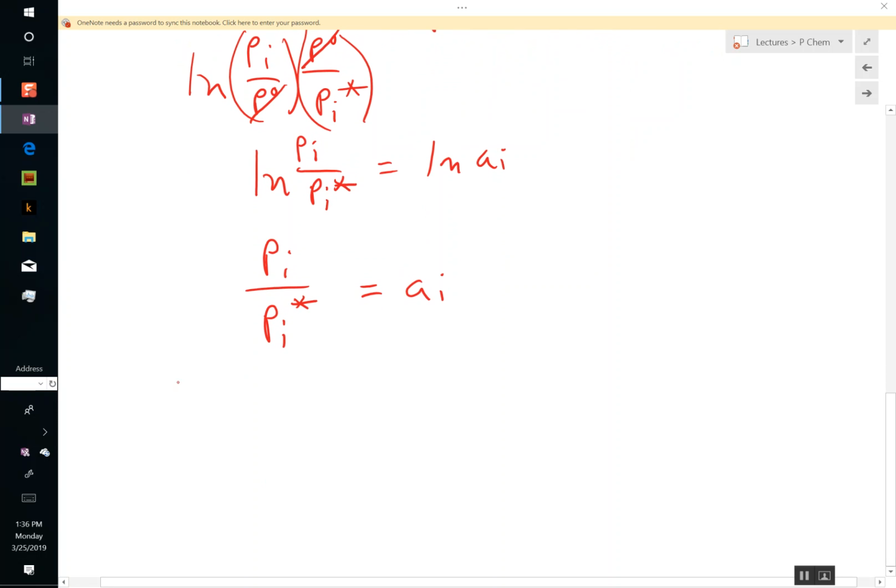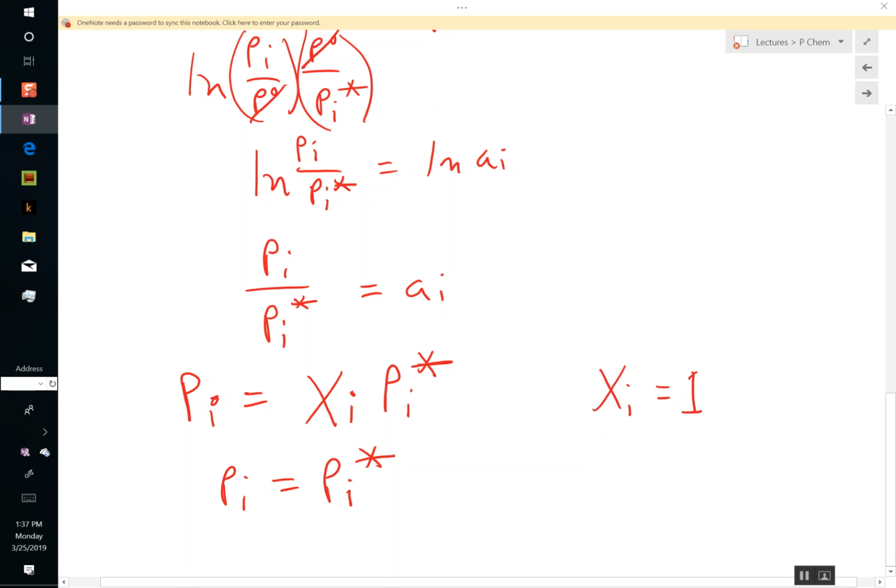And you can get to this point where the partial pressure of I is equal to the mole fraction. What's its activity? It's related to its mole fraction times what its partial pressure would be if it was pure, if its mole fraction was 1. Because if xi equals 1, in other words, it's 100% I, then pi equals pi asterisk.